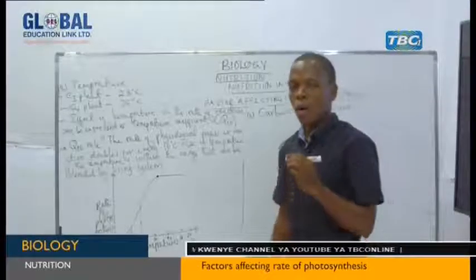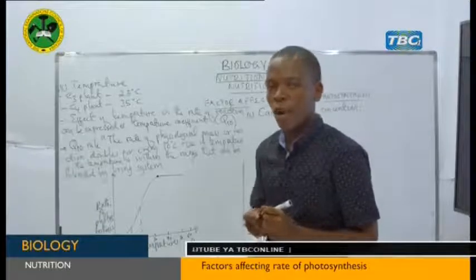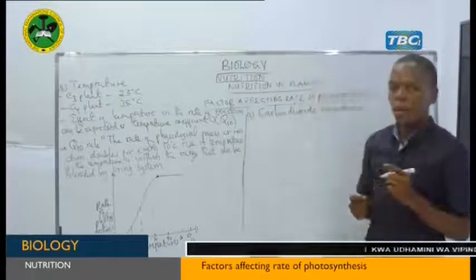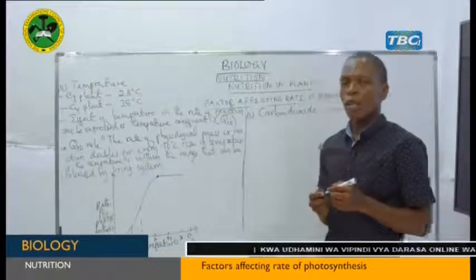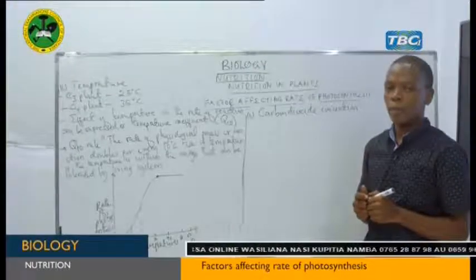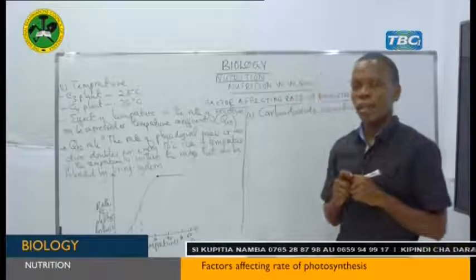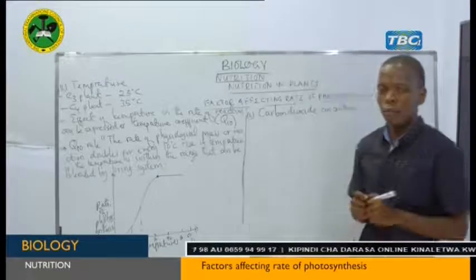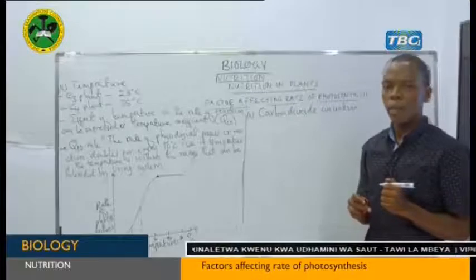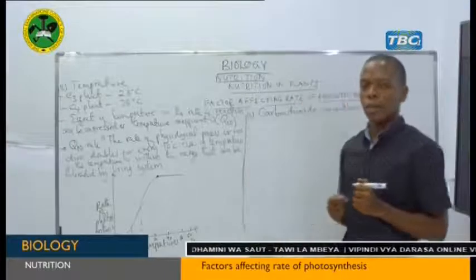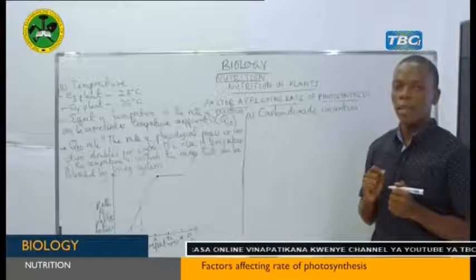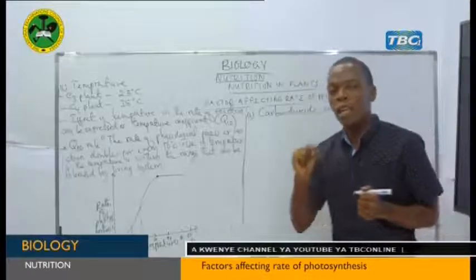How does carbon dioxide concentration affect the rate of photosynthesis? If you remember, we have said this carbon dioxide is converted into carbohydrate. But we have C3 plant and also we have C4 plant. When there is high concentration of carbon dioxide, the rate of photosynthesis tends to increase. But a decrease of the level of carbon dioxide concentration, especially in C3 plant, affects the rate of photosynthesis.